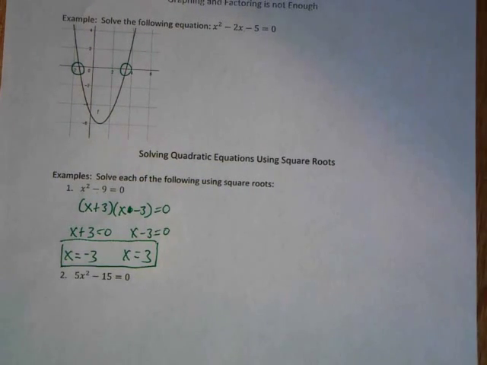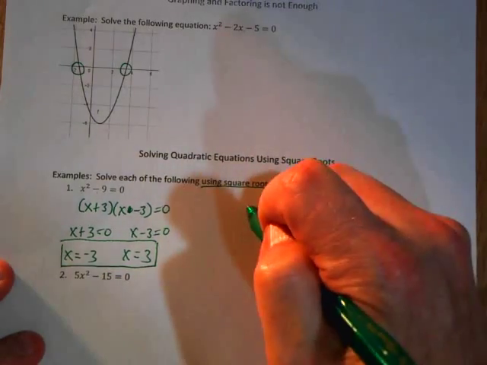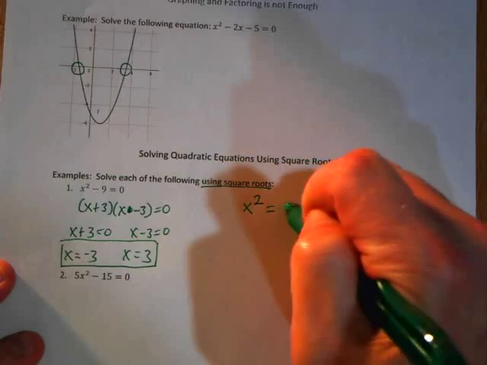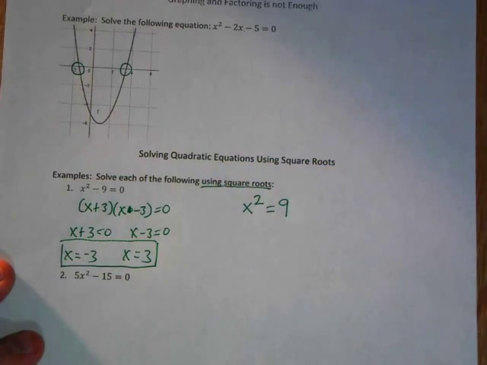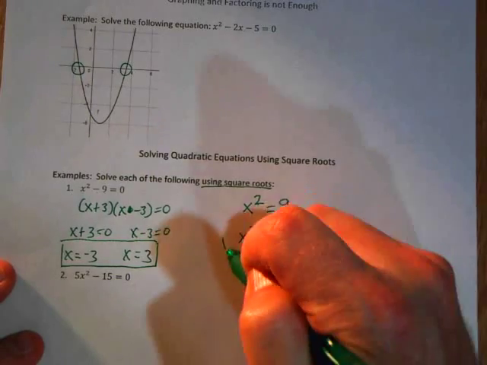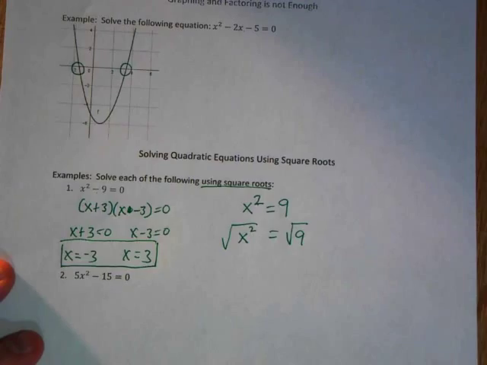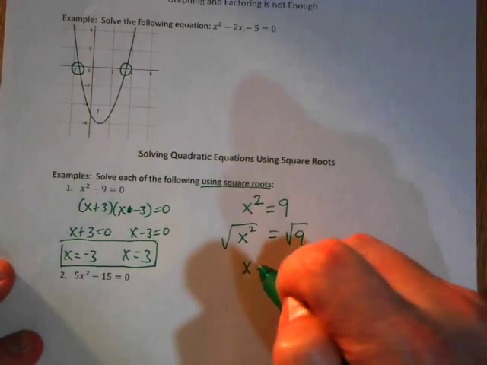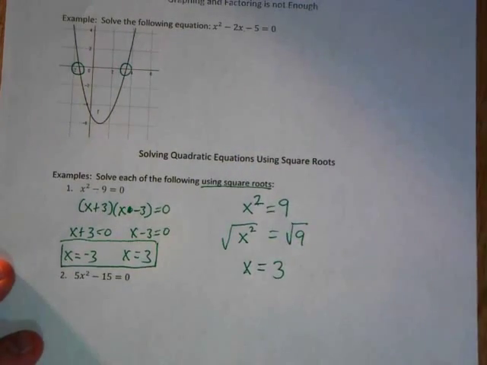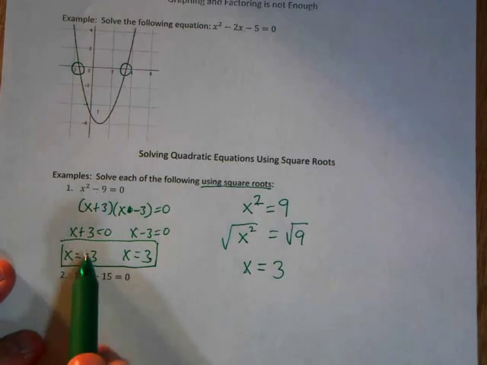Alright, so now let's solve this one by using square roots. To use square roots, we rewrite this equation as x squared equals 9. Then the opposite of a square is a root. So we do a root. And here's the mistake a lot of people will do. They'll write x equals 3. But we know x equals 3 is one of the answers, but it's not both the answers.